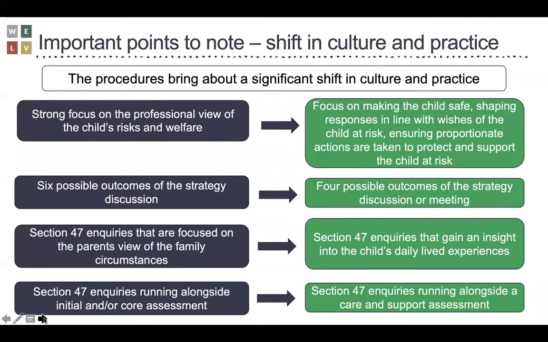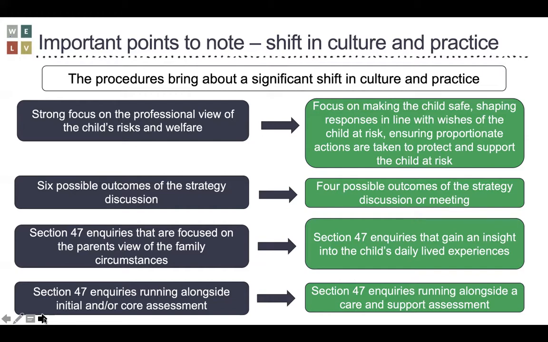So to bring Section 3, Part 1 to a close, and to highlight the important points to note in relation to the shift in culture and practice. We're seeing a strong move from a focus primarily on the professional view of the child's risk and welfare to a focus on making the child safe. And in doing so, we're shaping responses in line with the wishes of the child at risk and the family, balancing that with the professional view, ensuring that proportionate actions are taken to protect and support the child at risk.